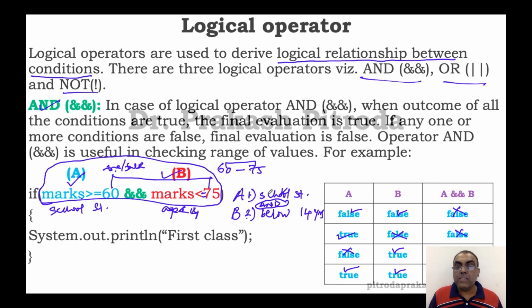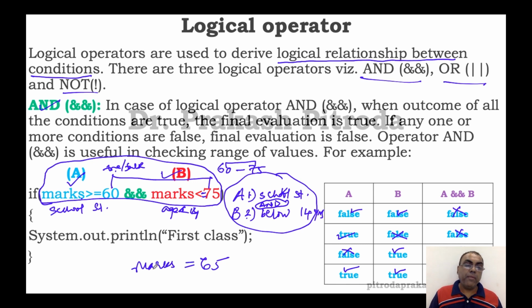So in order to participate in a competition, there are two conditions. There can be 3, 4, 5, 10 different conditions. Similarly for a number also, if a number is to be checked, whether my marks, assuming marks is a variable, is between 60 to 75 including equal to, then assuming my marks are, let's say, 65, then you apply: marks 65 greater than equal to 60, true.